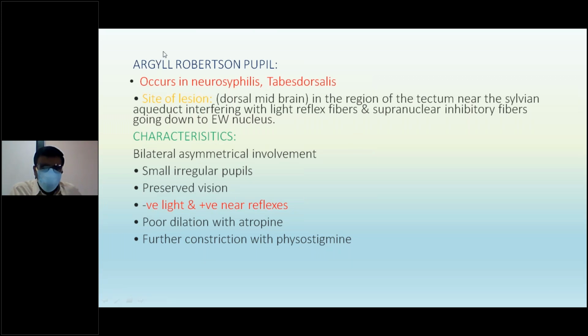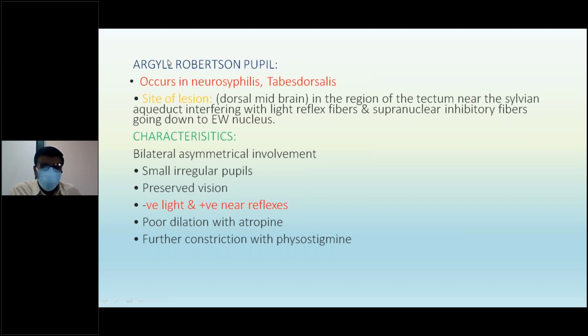I already told you, Argyll-Robertson pupil occurs in neurosyphilis and tabes dorsalis. The site of the lesion is dorsal midbrain in the region of tectum near the sylvian aqueduct, interfering with the light reflex fibers. Characteristics include bilateral asymmetric involvement, small irregular pupils, with normal vision. Light reflex is lost and accommodation reflex or near reflex is present. Poor dilatation with atropine. These are the features of Argyll-Robertson pupil.